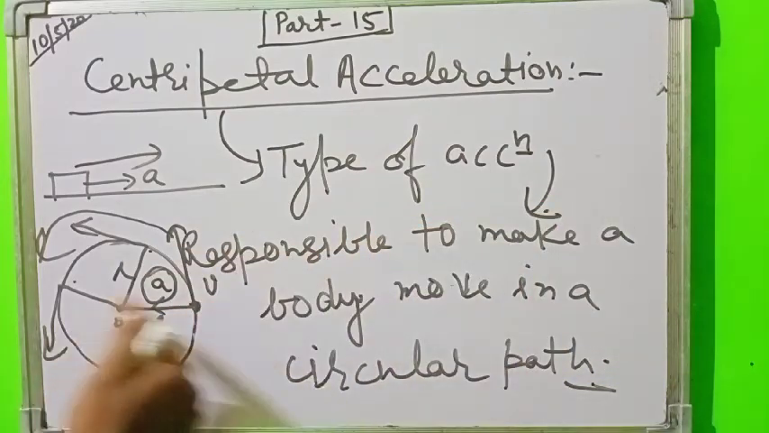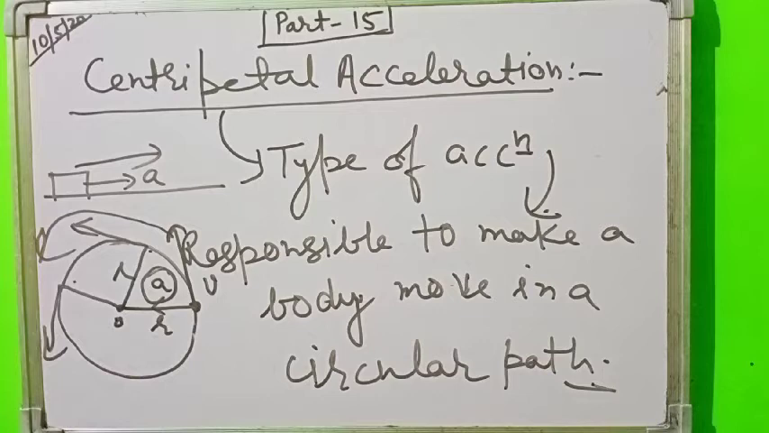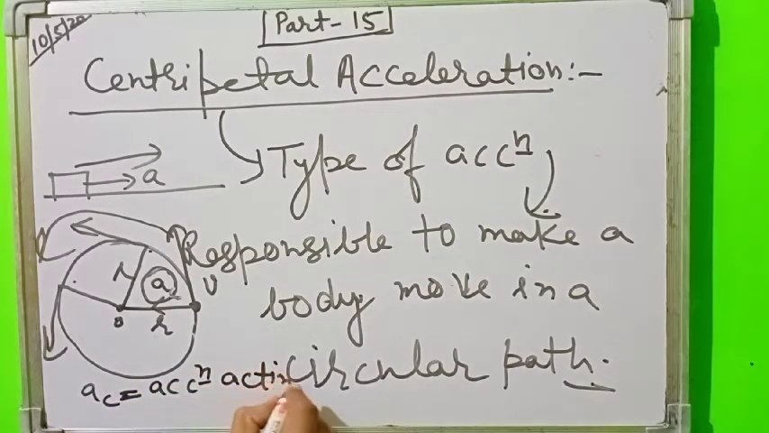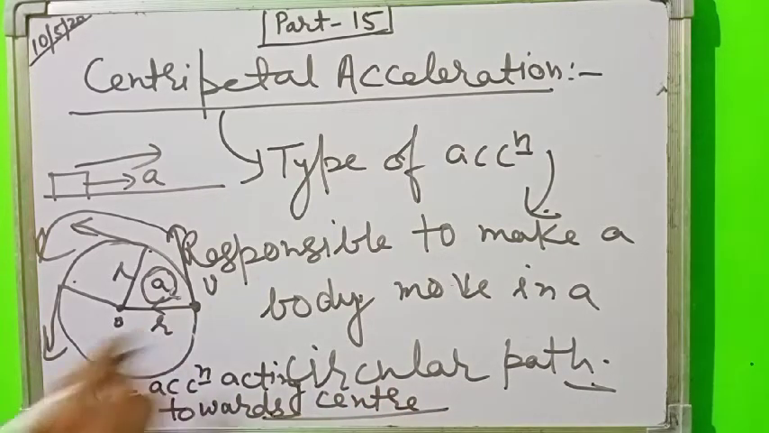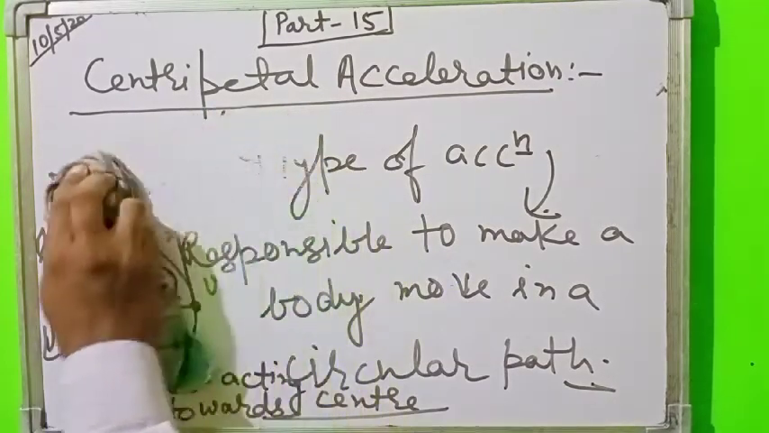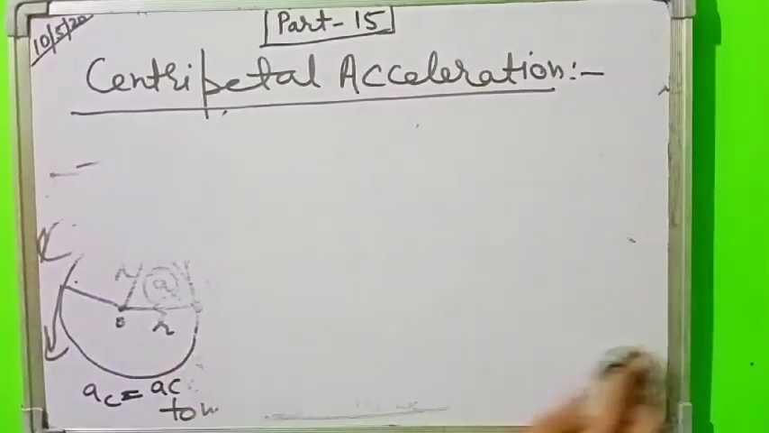If the force is in this direction, the velocity is going to change in this direction, and the acceleration is along the center. So acceleration is towards the center, and this acceleration acting towards the center, denoted by a_c, is called centripetal acceleration. We will derive the expression for centripetal acceleration mathematically. First of all, let us define centripetal acceleration.